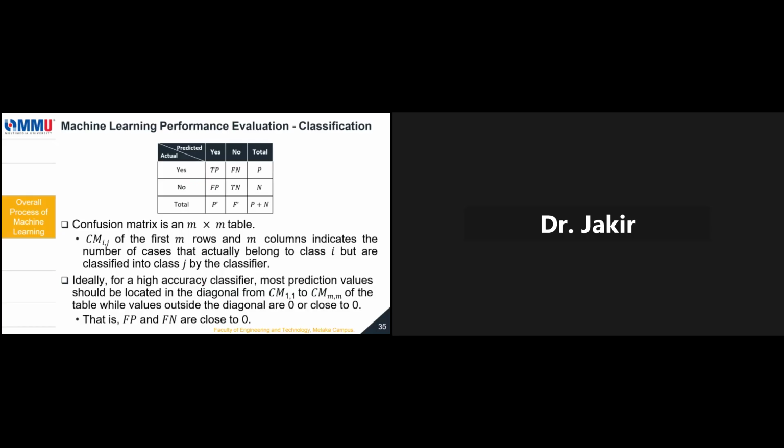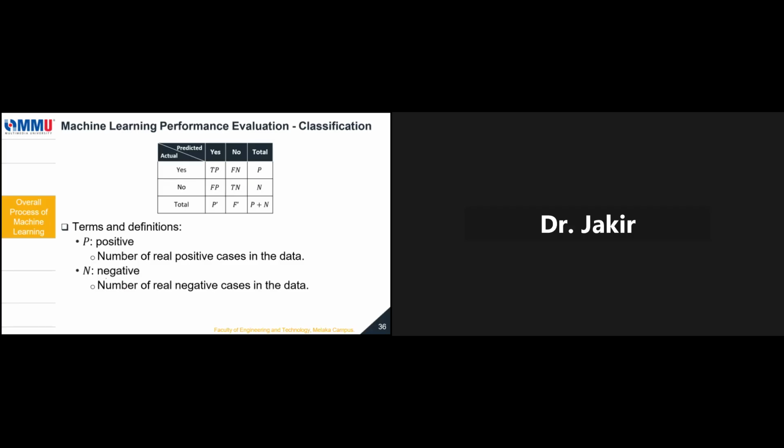We also have a popular method called the confusion matrix. This is a very popular method to evaluate the performance of a machine learning model. Here we have the true positive, false negative, and true negative. What are the true positive, false negative, and true negative? These are the important parameters we need to know from the data, and that is what we call the confusion matrix.